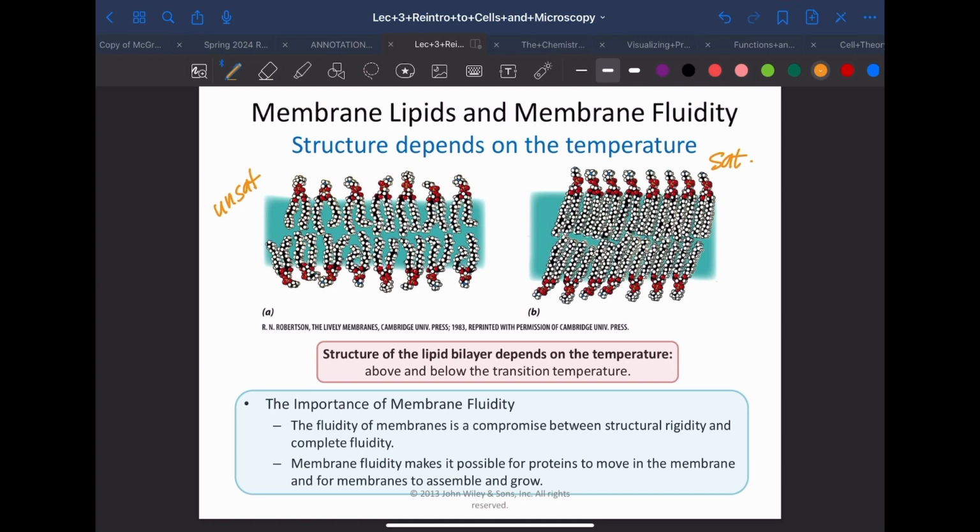But there's something called a transition temperature, which I'm going to talk about in the next slide. Once they hit this transition temperature, it changes the structure of your phospholipids. So the one on the left is going to be above the transition temperature, which I'm just going to call TT. This one is below transition temperature. And the transition temperature is determined by a lot of different things, which is going to be on the next slide.